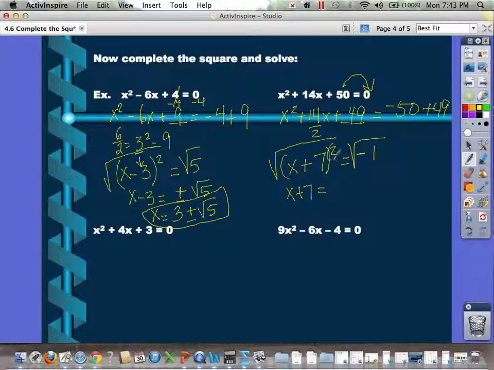Okay, because this square and this 2 in the index, they cancel each other out. So there's no parentheses, nothing. All right, is equal to plus or minus. Now, square root of negative 1 we've learned is i. So this is now plus or minus i. Okay? Last step is solving for x. We're going to subtract 7 from both sides. So x is going to be negative 7 plus or minus i.